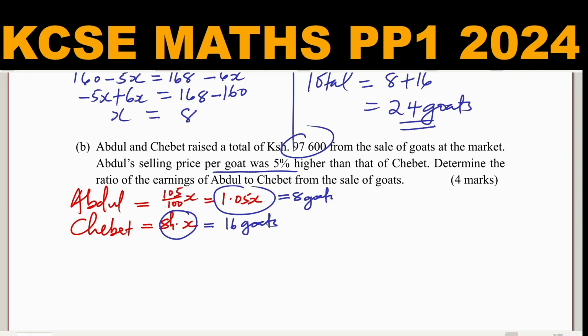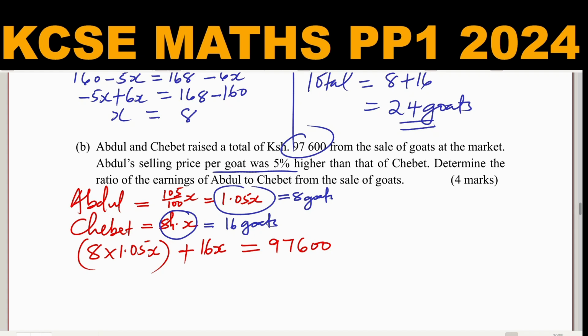So therefore Abdul had 8 goats, then we multiply by, now you're getting the total amount of money obtained by Abdul. 8 goats, selling each of them at 1.05x shillings. Then we add, Chebet had 16 goats and then selling each goat at X shillings. So that is the total amount she received. And when we add these, both of them were able to raise a total of 97,600. This is the expression that will help us to get the selling price per goat.